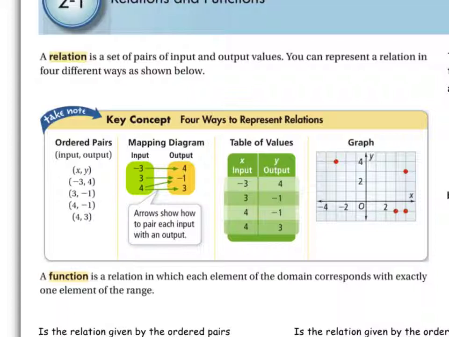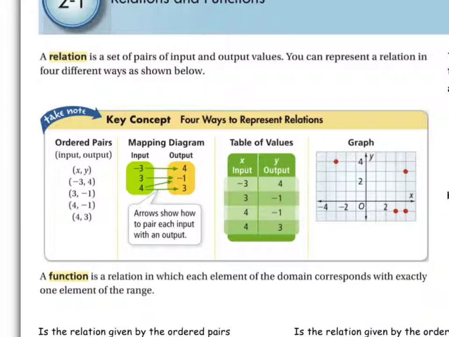You could also make these as a mapping, okay? And you're going to have to do mappings yourself, so pay attention to how this is done. You list all your inputs, so you list all your x values, and then you list all your outputs, or all your y values, and then all you do is draw arrows going to where they match up. Easily done. So for example, the coordinate -3, 4 is represented right here. -3 is your input, 4 is your output. You have an arrow drawn between the two.